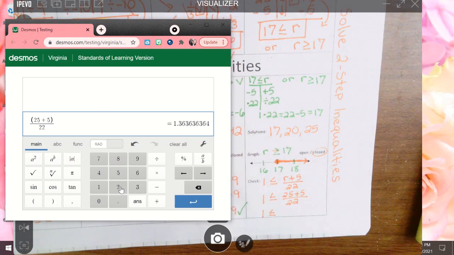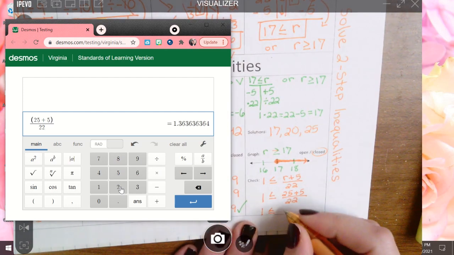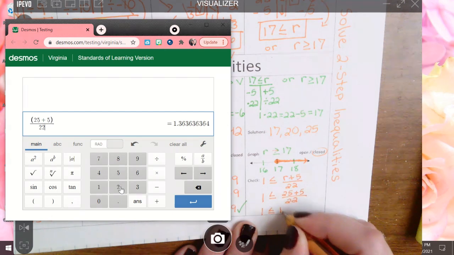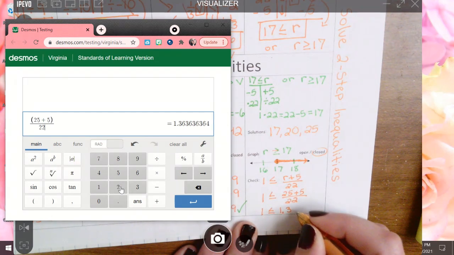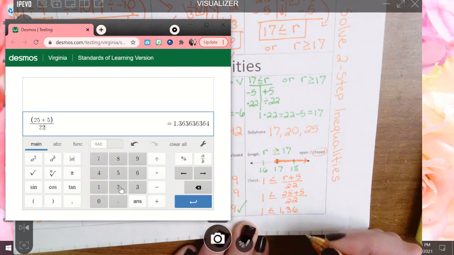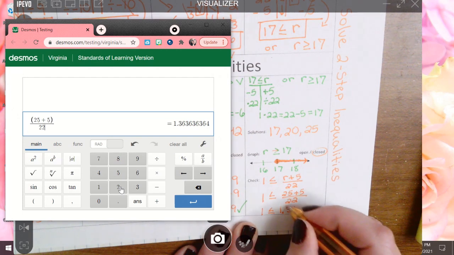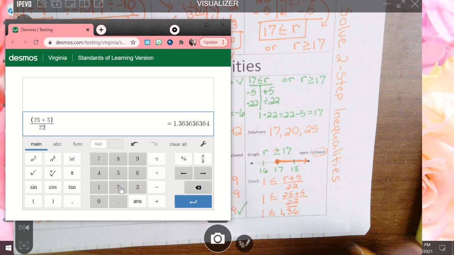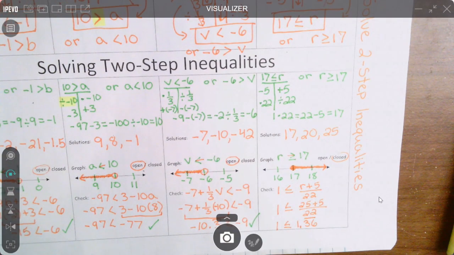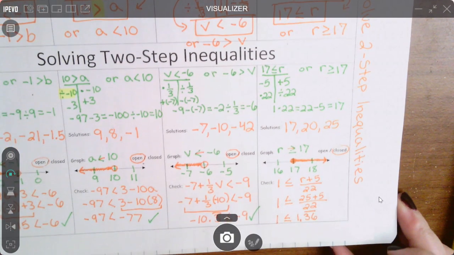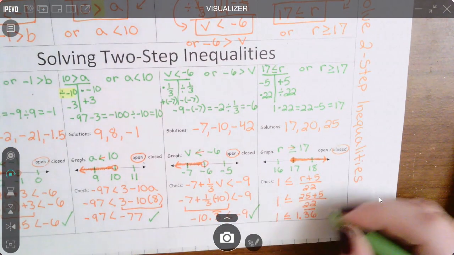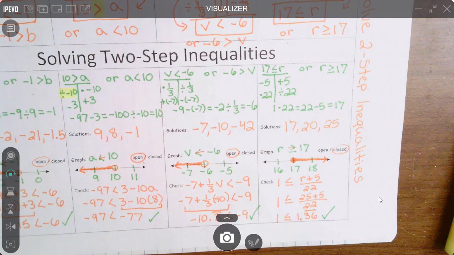It gives you 1.36, and it looks like the 3 and the 6 keep repeating. Looks like the 4 is rounded up at the end just because your calculator rounds the last digit if it needs to. So it looks like both the 3 and the 6 repeat. So as long as 1 is less than 1.36 repeating, which it is, then this checks as well. And I've solved everything correctly.